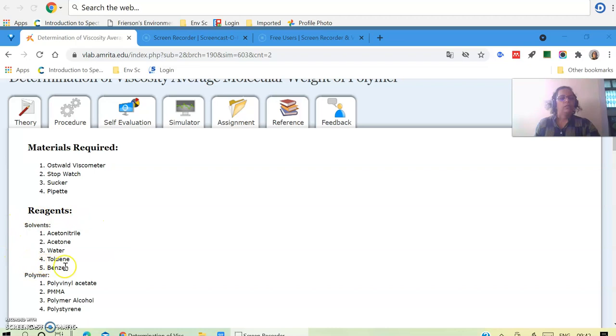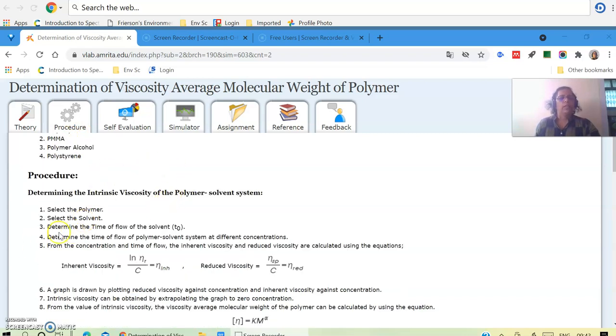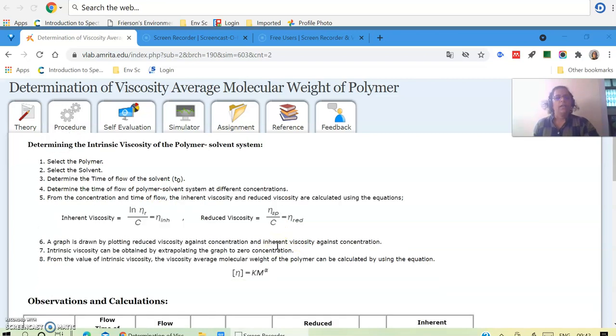You are given 5 different solvents, and I will ask all of you to divide yourselves into 5 groups and select one solvent. Each group will select one solvent and then a suitable polymer which is soluble in these solvents. Once you do that, you determine the flow time for the pure solvent, which is called T0. Then you determine the flow times for the various concentrations of the polymer solvent systems, and then you can plot the graph of these.